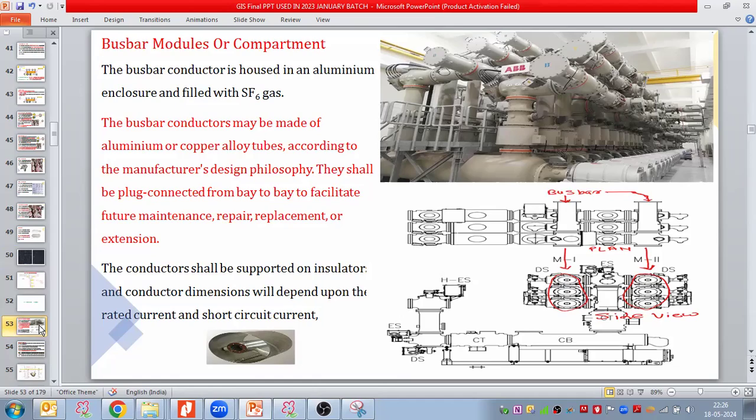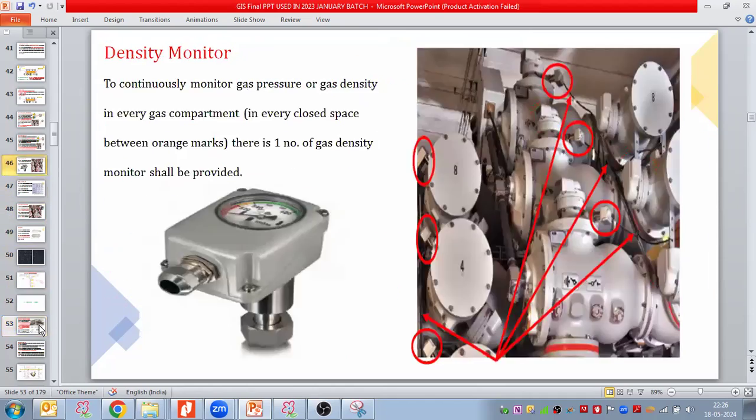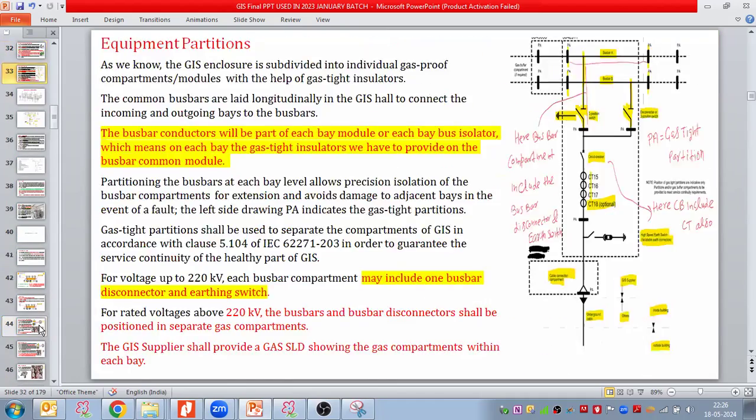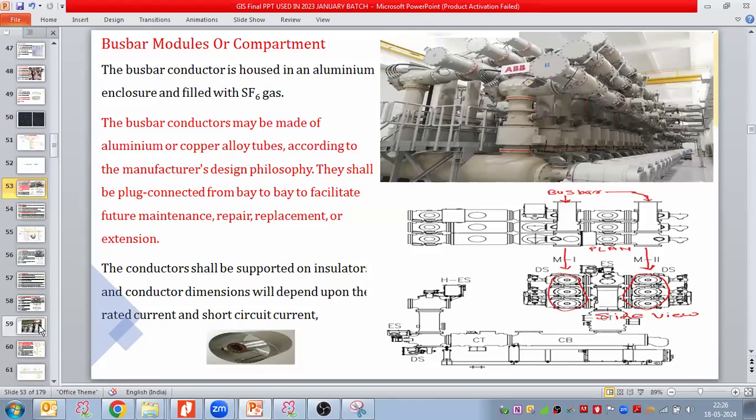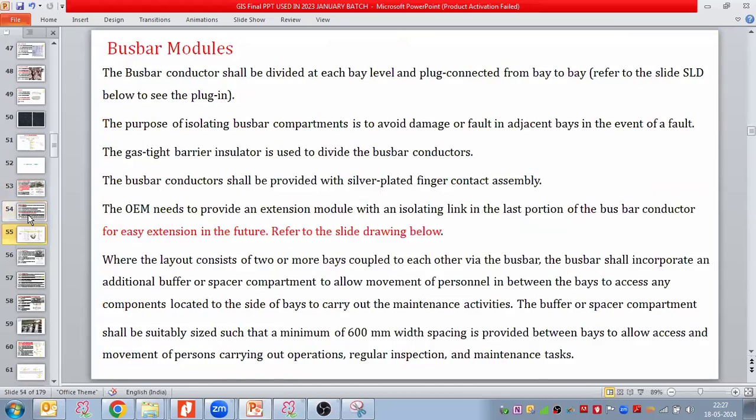Because we discussed a lot of theoretical parts, please have a look, and if any query, we can discuss tomorrow as well. Tomorrow we'll discuss the equipment modules: how for each equipment we take a separate compartment, how that compartment looks in the GIS SLD, and how it looks at the site. I'll take the site photo and the drawing as well, so that we can easily understand the drawing and identify the module when we visit GIS type substations. Okay, so this is all discussed. Let's discuss the rest tomorrow.